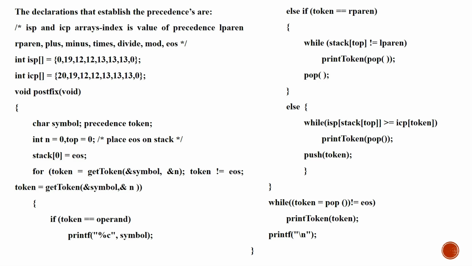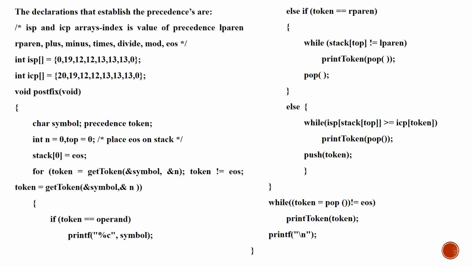Why it is made different is, once it is entered into the stack and once I get the right parenthesis, whatever operators we have seen till there are to be popped. So for that reason, in case of the stack, the precedence will be 0, but in case of input, it will be 20. Then next will be your close parenthesis 19, and plus and minus will be at the lower level, 12. Then multiplication, division, and modulus will be 13. And for the end of my input, I will keep the precedence as 0.